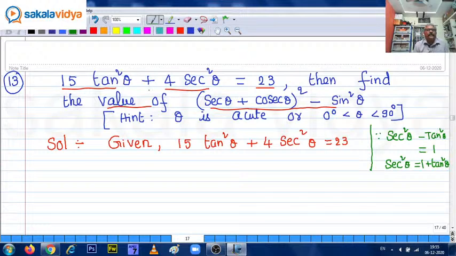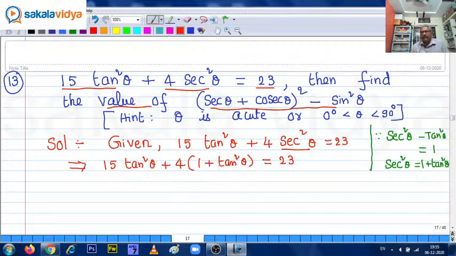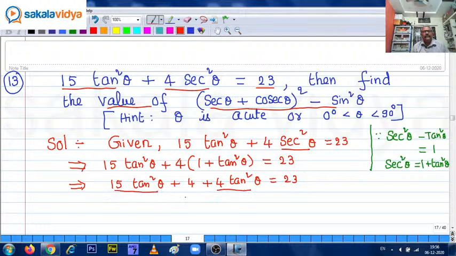So let us substitute. So now this is 15 tan square theta, having replaced secant square theta by 1 plus tan square theta, 4 times. So 4 times 1 plus tan square theta equals 23. So we need to solve it now. 15 tan square theta plus 4 tan square theta equals 23 minus 4. 15 tan square theta plus 4 tan square theta is 19 tan square theta. So 23 minus 4 is 19. So tan square theta equals 19 upon 19, 1.